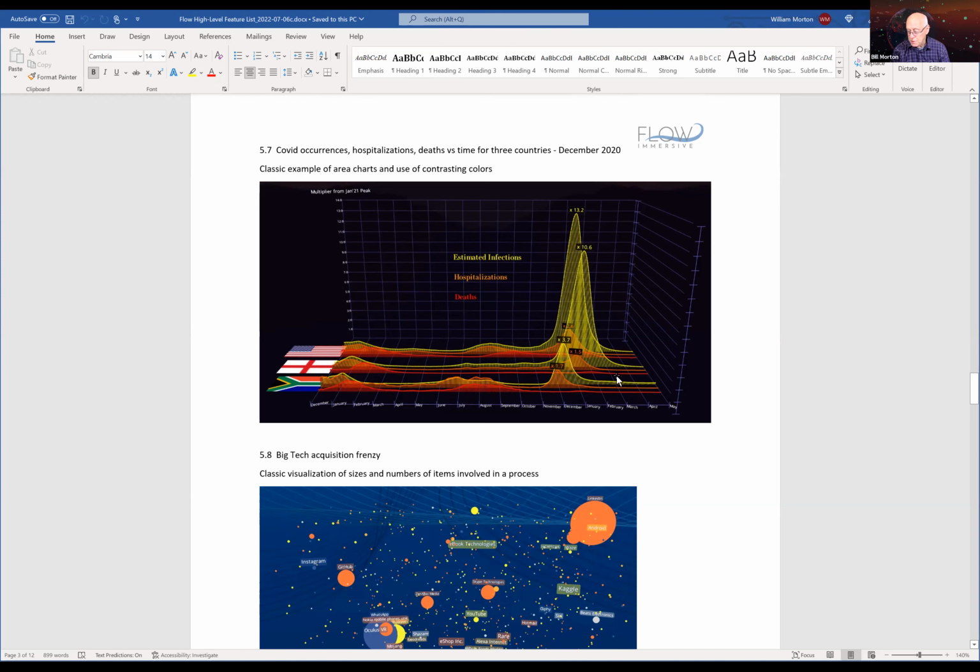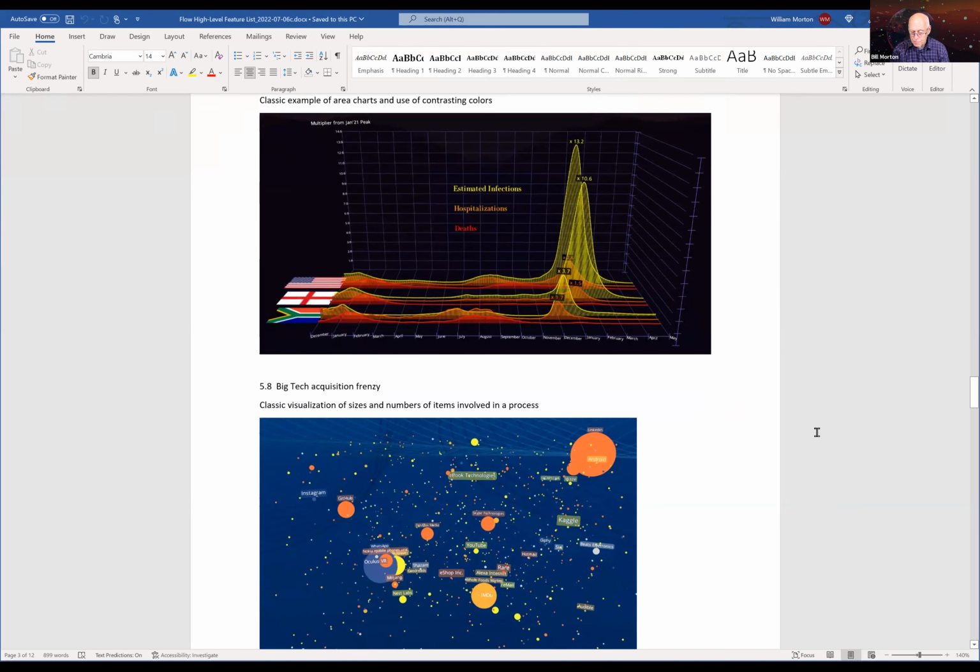And it's a popular visualization in Flow. Just putting some color underneath these curves really makes them more readable, more understandable, and more demonstrative of the point that's trying to be gotten across. So this is a featured flow also.